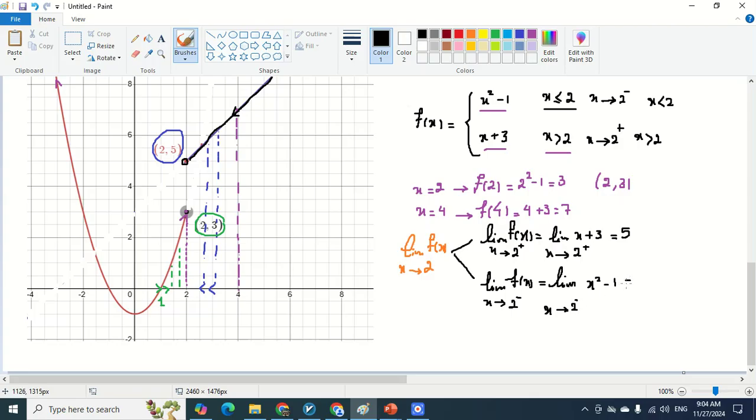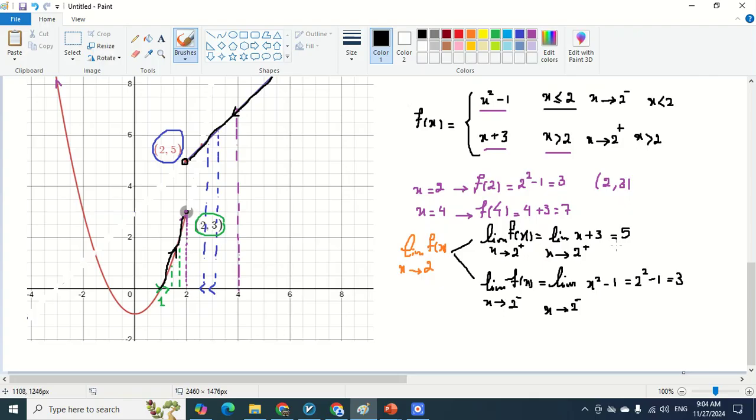If you substitute the value 2 inside the equation, then we have 2 squared minus 1, which is equal to 3. And over here, as you can see, the left side limit is equal to 3. It's clear that when x tends to the point 2 from the left side, you follow the graph of the function over the parabola, and this reaches you to the point 3.